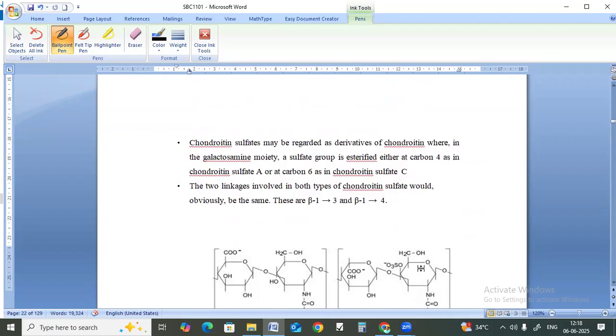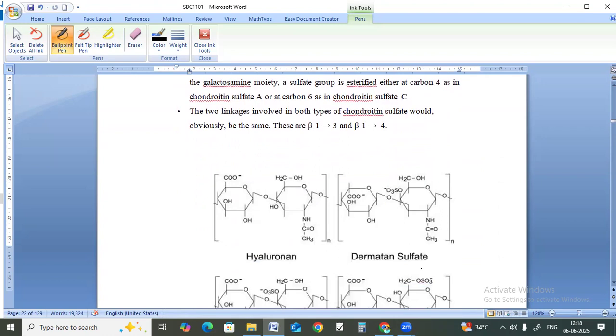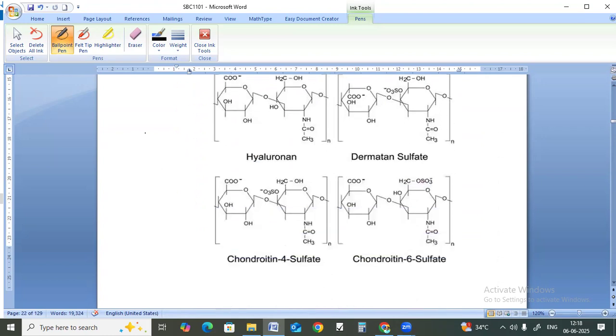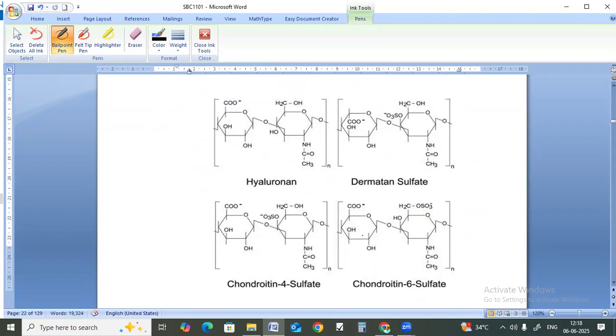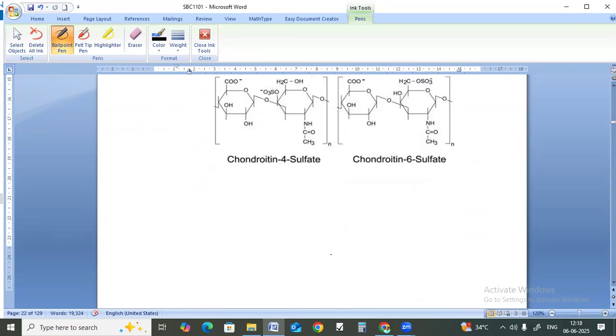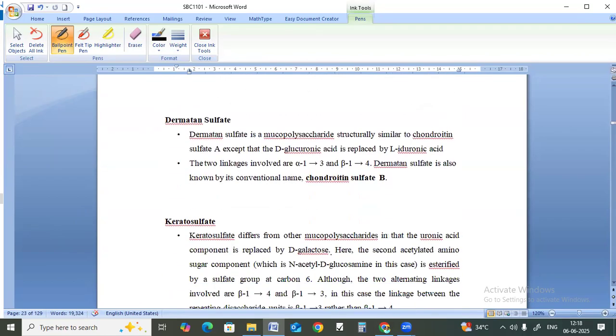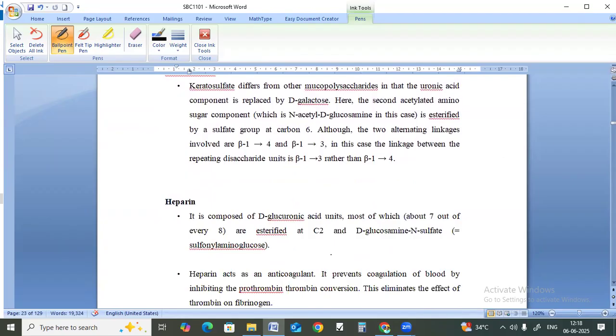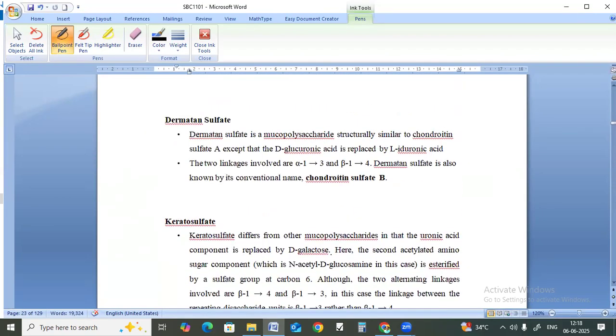And what are the linkages present here, beta 1,3 and 1,4. And here these are the main heteropolysaccharides: the hyaluronic acid, dermatan sulfate, chondroitin sulfate, and in chondroitin, 4 sulfate is there, 6 sulfate is there. And coming to the dermatan sulfate, it is a mucopolysaccharide which is similar to the chondroitin, and here the glucuronic acid is replaced by L-iduronic acid. The linkages are 1,3 and 1,4, of the beta linkage.